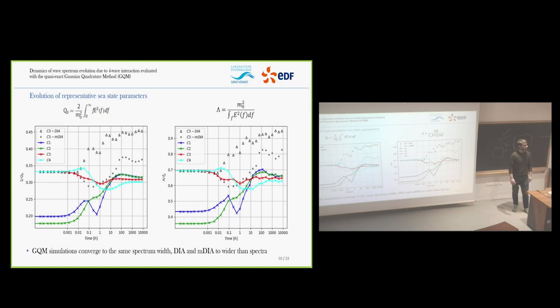Another thing we wanted to look at is the width, but this time of the frequency spectrum. In order to do that, we picked two parameters, Qp and lambda, that were also normalized. Here you can see that the four initial cases simulated with GQM at the end of the simulation also arrive at a similar solution to each other, while DIA and MDIA once again arrive at different solutions that are also wider, in the frequency grid as well.